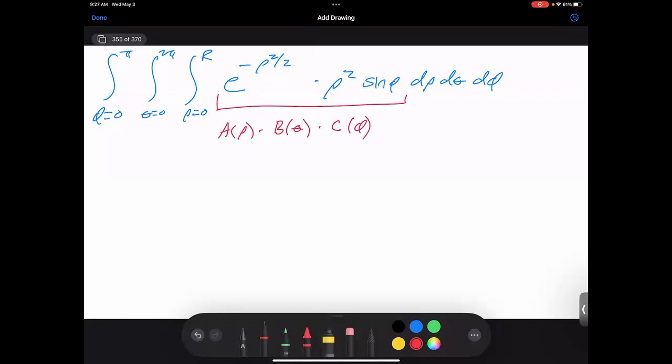I can split it up nicely. I don't have this nasty, say, e to the negative rho theta. Ugh, that would be horrible. So what would a of rho be?